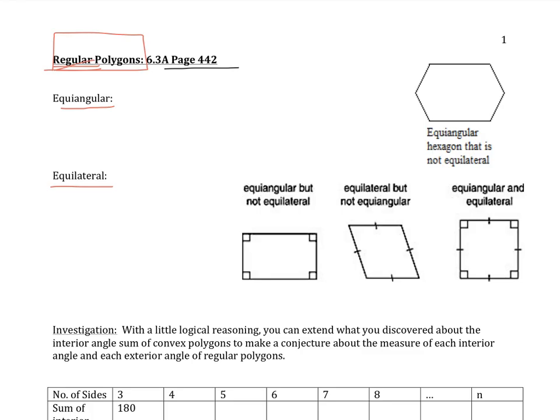Alright, so what does that mean? Equiangular means that all the angles will be the same. All the angles will have the same measure. And equilateral, all the sides have the same measure.